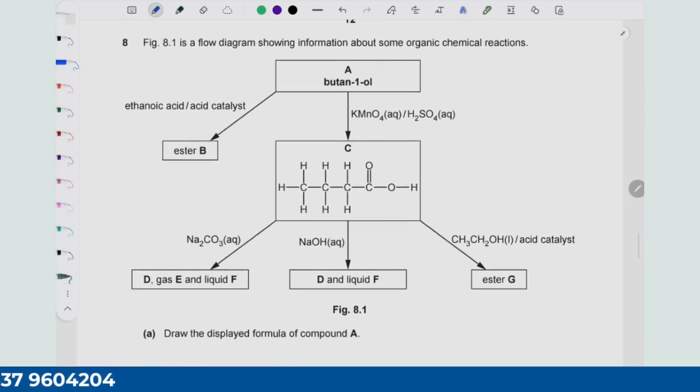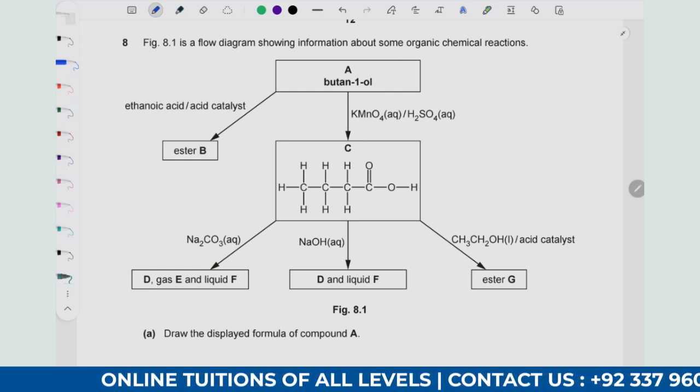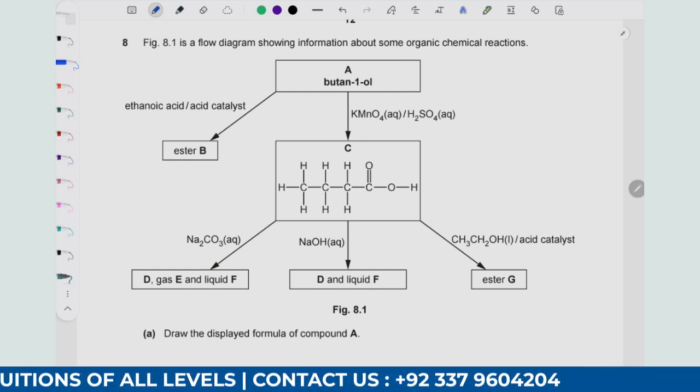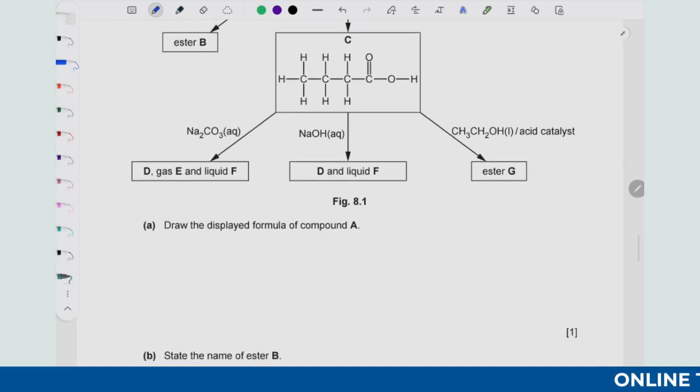Question number 8 says, figure 8.1 is a flow diagram showing information about some organic chemical reactions. Butane-1-ol reacts with aqueous KMnO4 and H2SO4 to produce compound C. Ethanoic acid with a catalyst produces ester B. Draw the displayed formula of compound A.